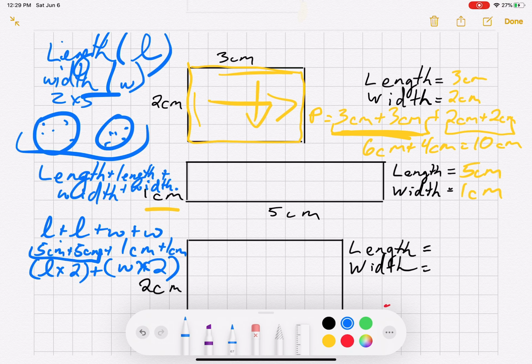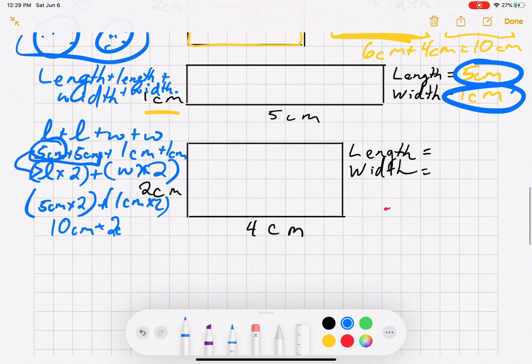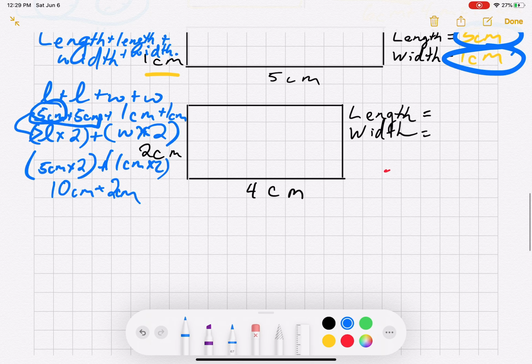And then I just take my 5 centimeters and I substitute that in for the letter that's there. So it's 5 centimeters times 2 plus 1 centimeter, right? I'm getting that from here and here, times 2. And that would equal 10 centimeters plus 2 centimeters. Now this is getting really crowded here. So I'm going to erase this and we're going to look at this last one here. And we're going to go over that again.